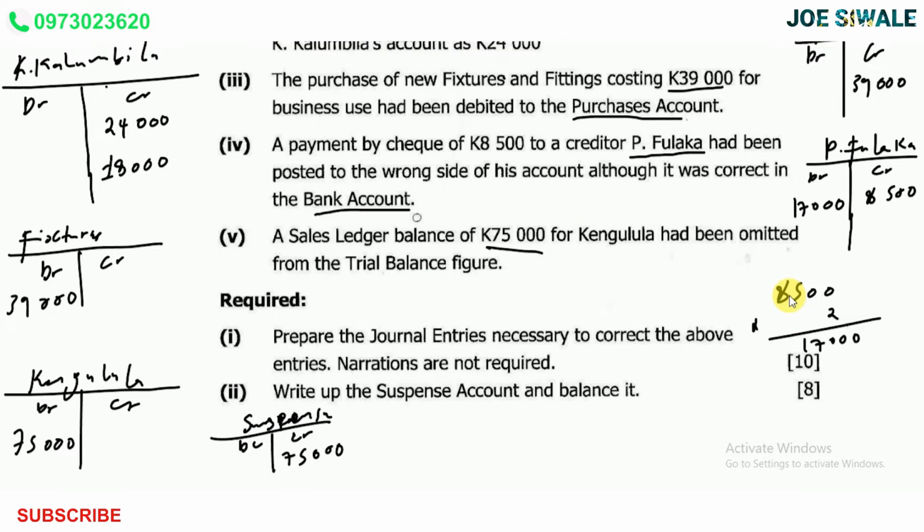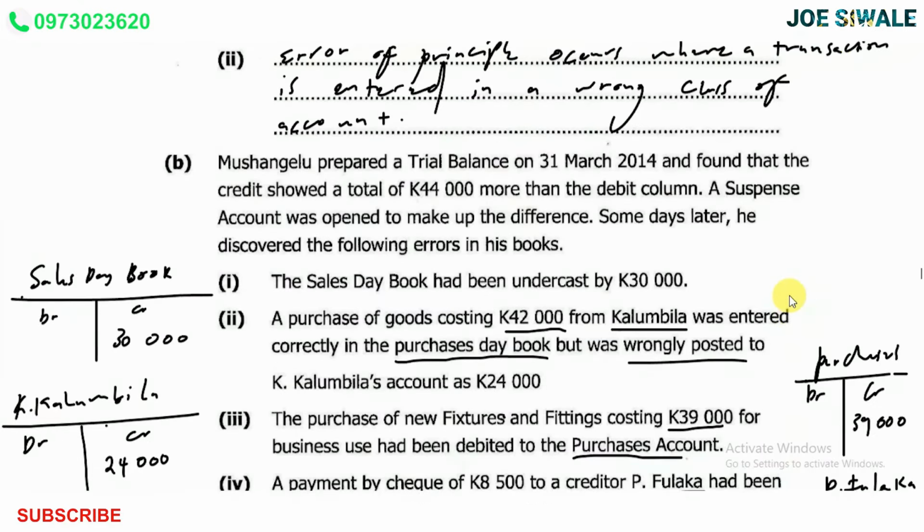So before we write up the suspense, let us look at the information that we have been given. Mushangelu prepared a trial balance on 31st March 2014 and found that the credit showed a total of 44,000 kwacha more than the debit column. A suspense account was opened to make up the difference. So this is what we know. This means that the 44,000 kwacha difference is supposed to be posted to the debit side of the suspense account. That's the first thing that we know.